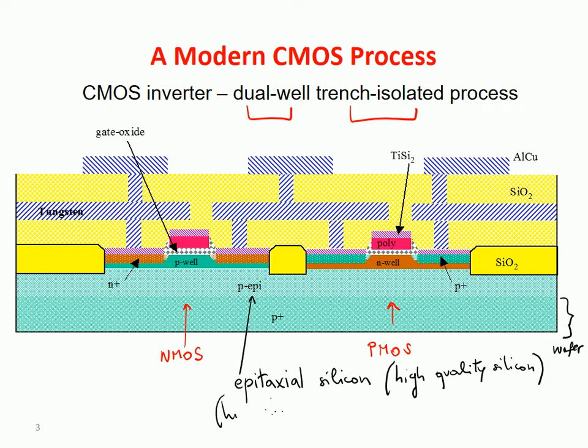So this epitaxial silicon is very lightly doped, so we can assume that it is almost an insulator. Then, in order to realize the NMOS, we have to make a P well with a higher level of P-type dopants, and then again we make the NMOS transistor. So the two N plus regions, this is the source and this is the drain, then the insulator, the poly, this is the poly.